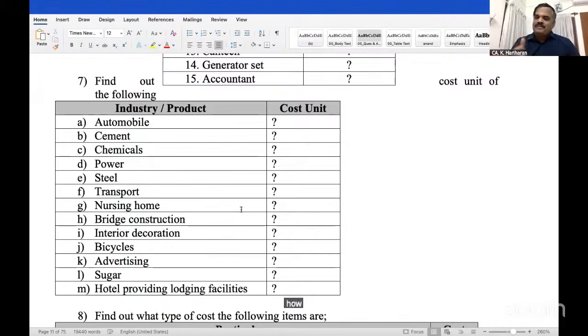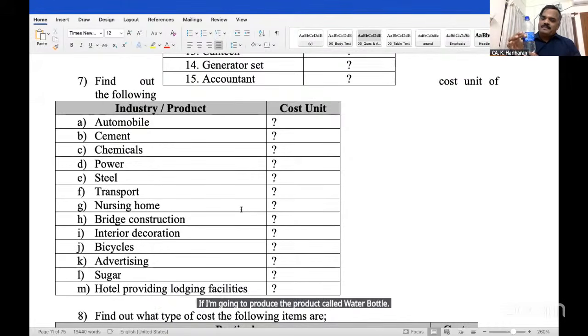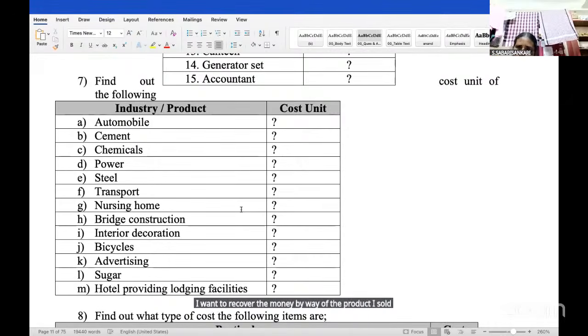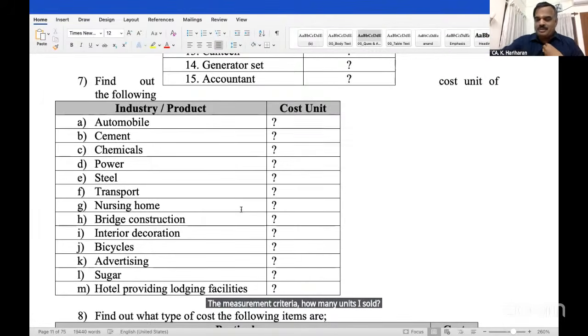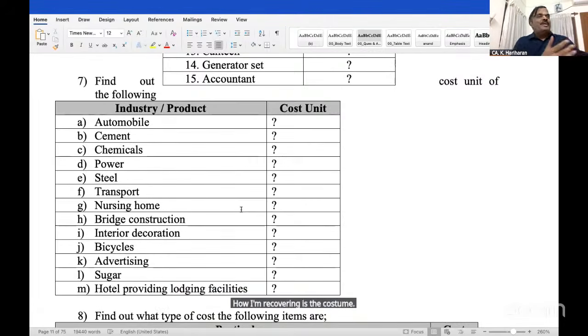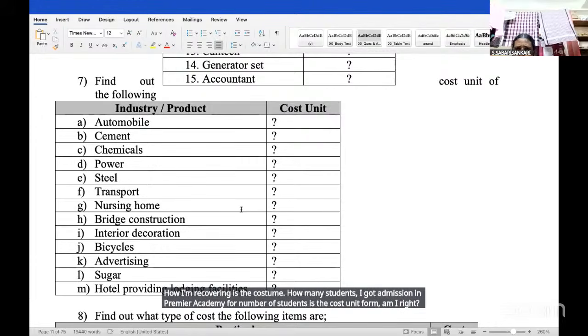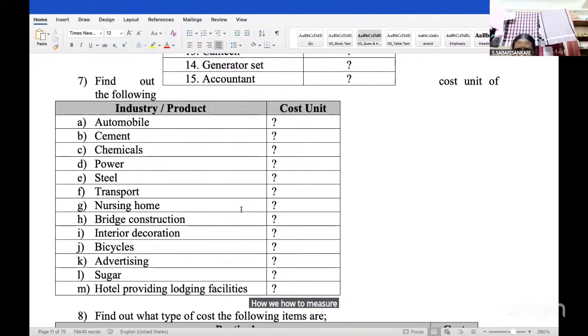How are we going to measure? We have great difficulty investing the money in a cost center. We are producing the product. If I am going to produce a product called water bottle, I want to recover the money by way of the product I sold. That is the cost unit. The measurement criteria, how many units I sold, that's the cost unit. How many students got admission in Premier Academy, the number of students is the cost unit. Am I right? Yes, sir. How we have to measure, that is called the cost unit.